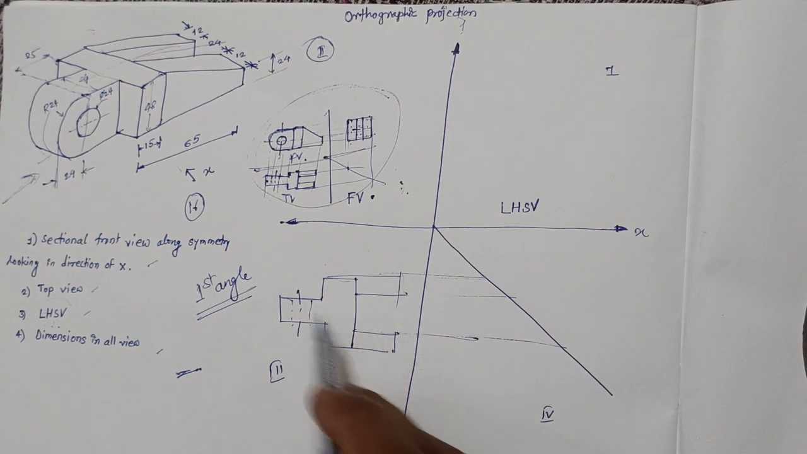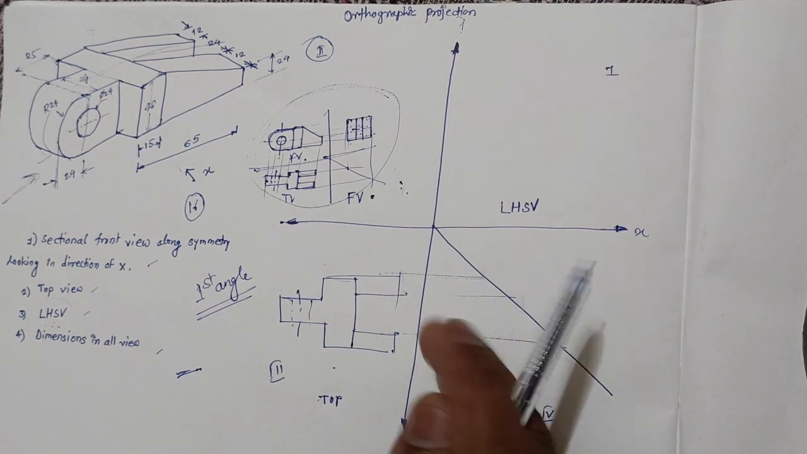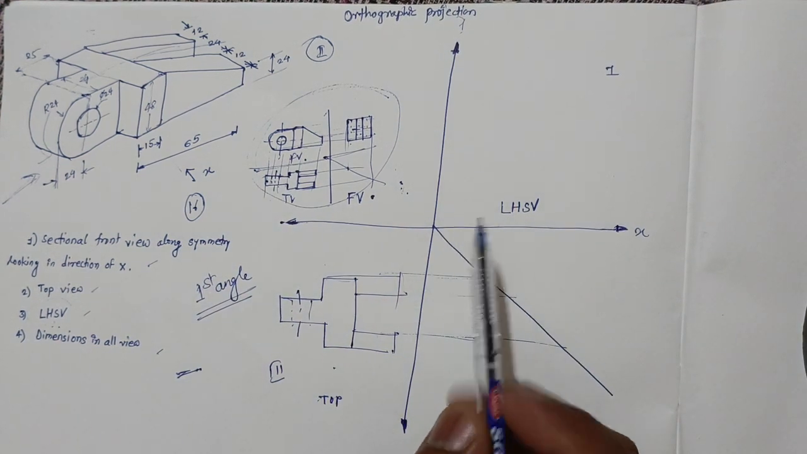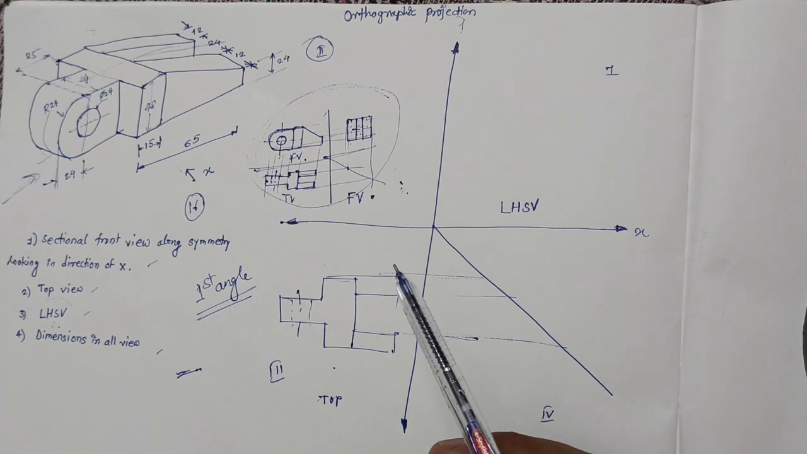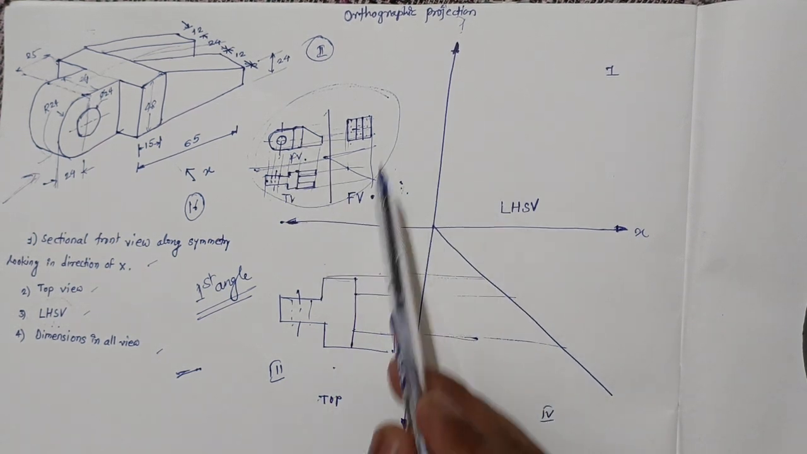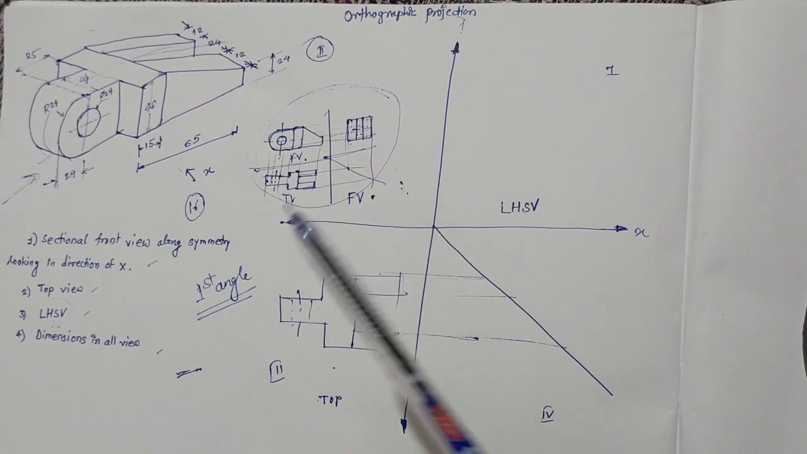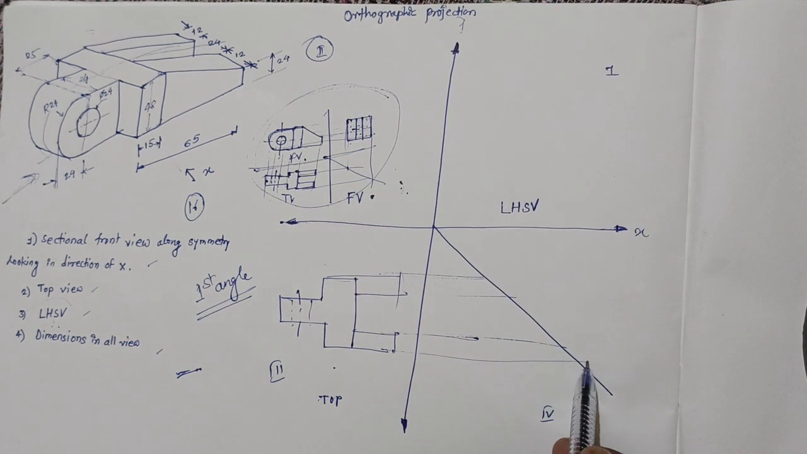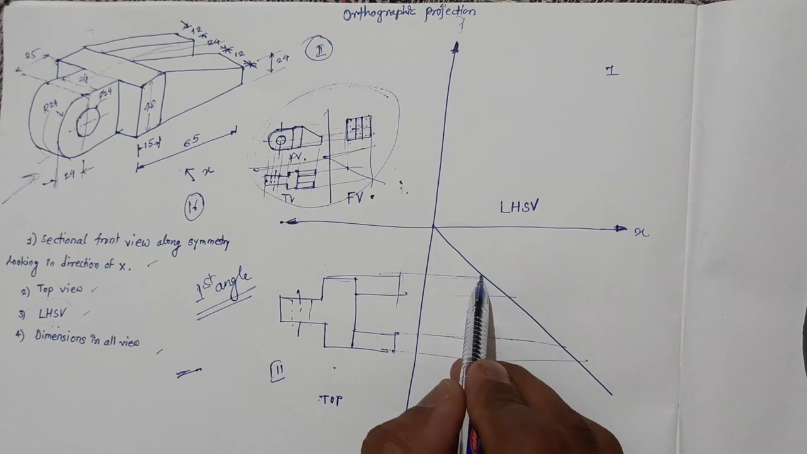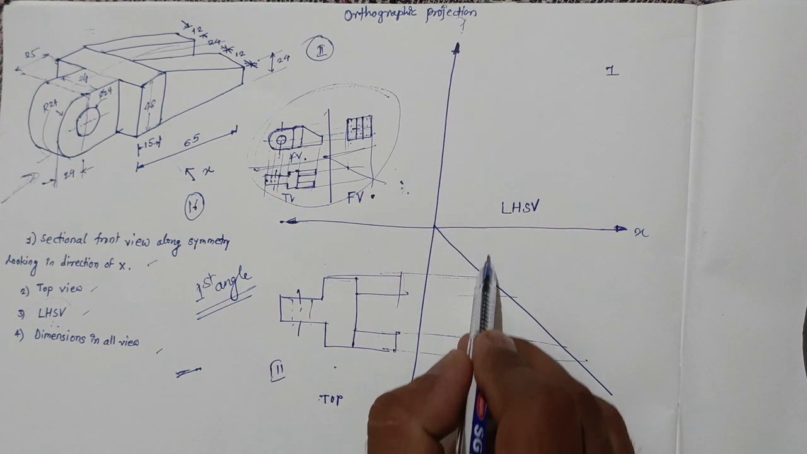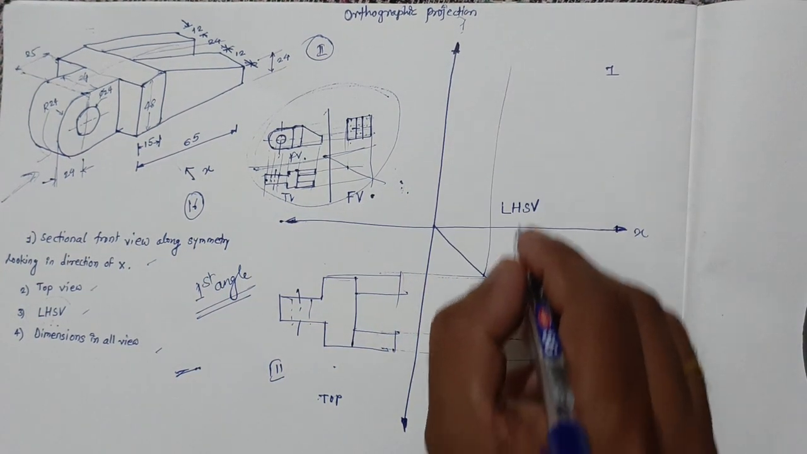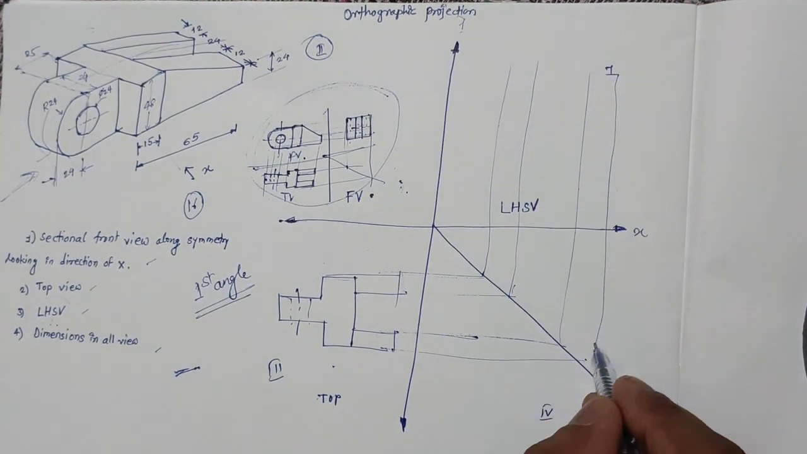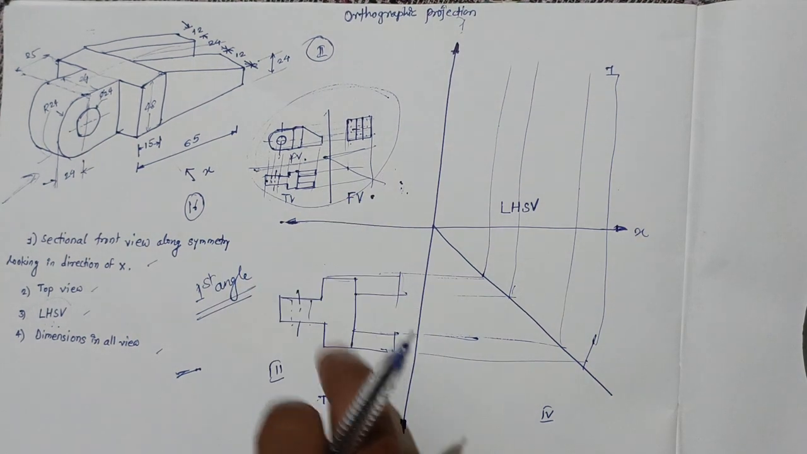See, right now I'm drawing these things by freehand, right? I'm not using any scale because I don't have that much time for using the scale. So just for your understanding, I'm drawing these things by freehand. But in the examinations, you're supposed to use the scale and draw, right? And from this 45-degree line, you can transfer the same dimensions vertically upward because I'm going to draw LHSV with the help of these two drawings, this front and top.